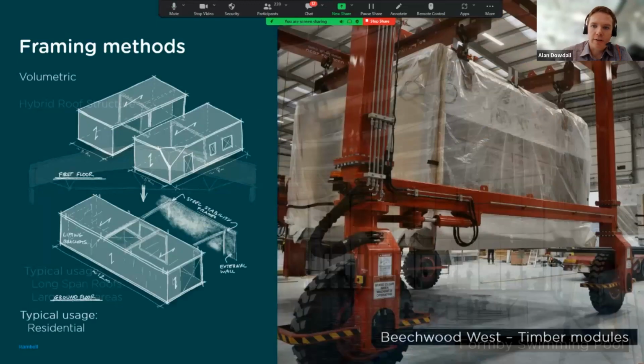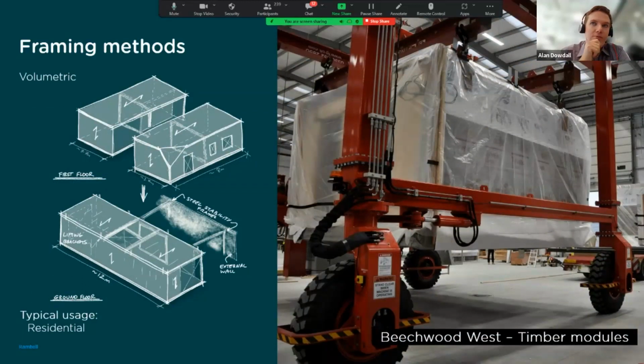And then finally, thinking about volumetric, again using the panels. Volumetric has been quite popular in the past, where the panels are formed within a factory, lifted into place, and then connected together on site. And there have been various companies that have invested in creating these schemes.